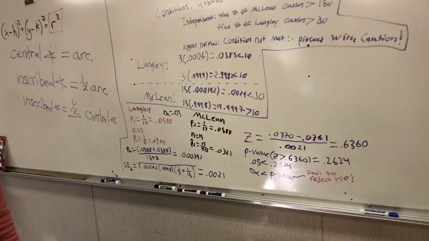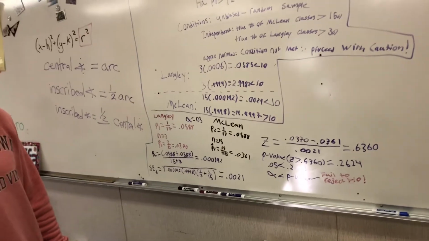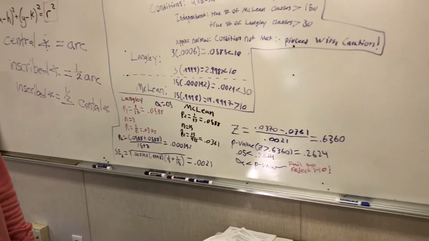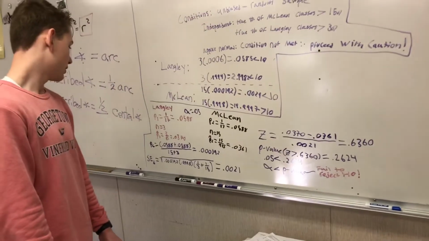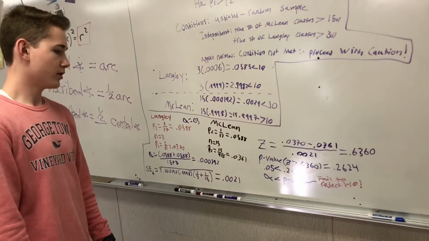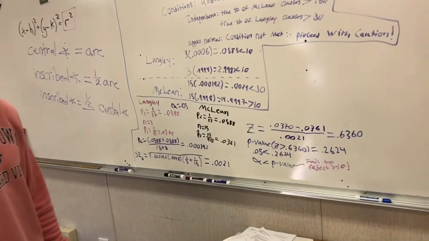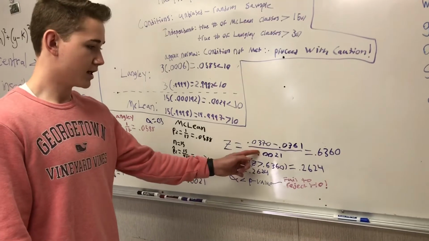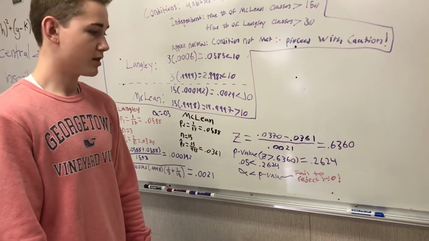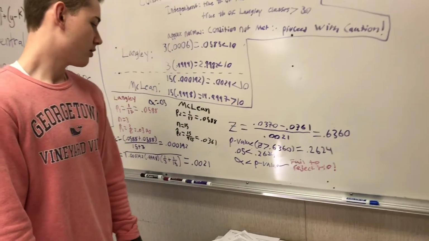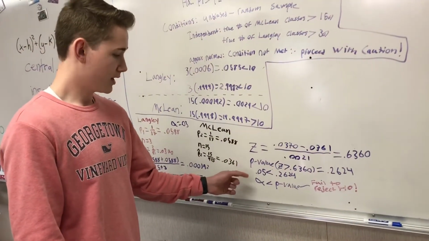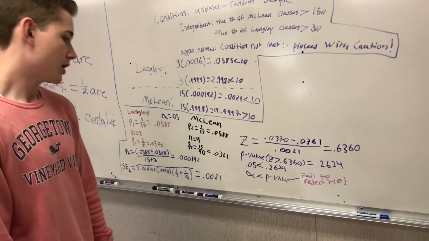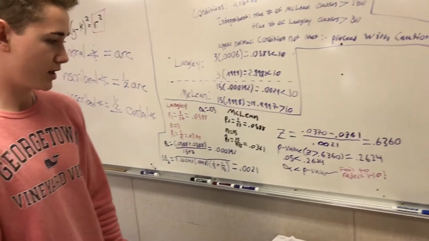And then next we had to calculate the z-score so we could get our p-value. And to do that we took the sample proportion from Langley minus the sample proportion from McLean, and then divided it by the standard error, and then we got 0.636. So then we did p-value is equal to z is greater than 0.636, and then we got 0.2624.